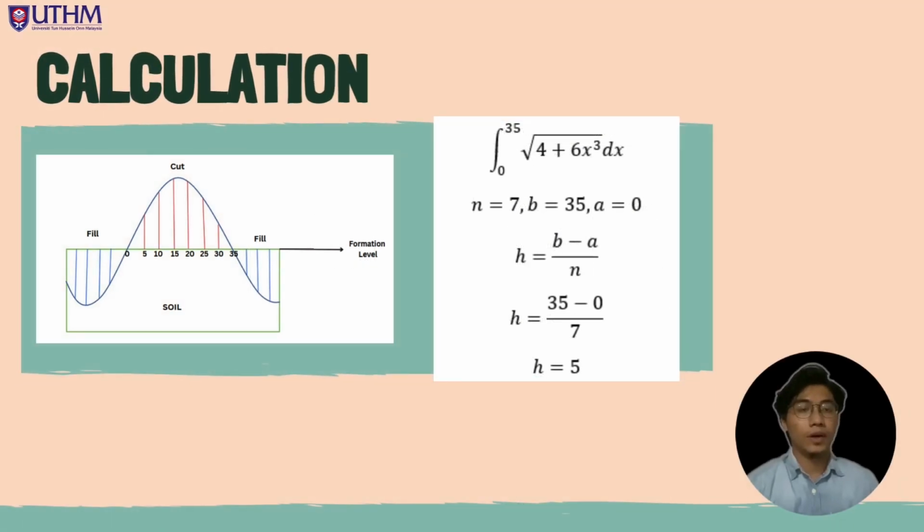Assalamualaikum, my name is Muhammad Hazim Rahman. So for the calculation, first thing first, we have to find the h using n equals 7, b equals 35 and a equals 0. To find the h, we have to integrate the equation, which is the square root of 4 plus 6x cubed dx, from 0 to 35, to find the h, which is 5.